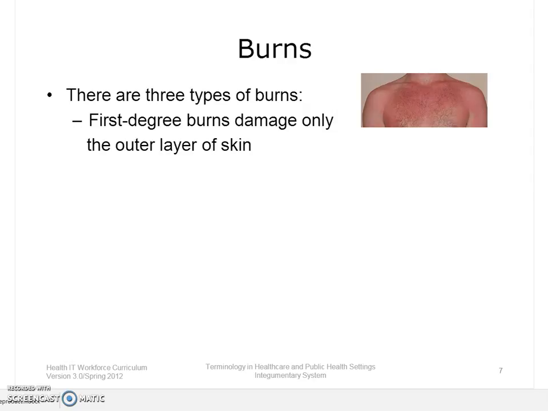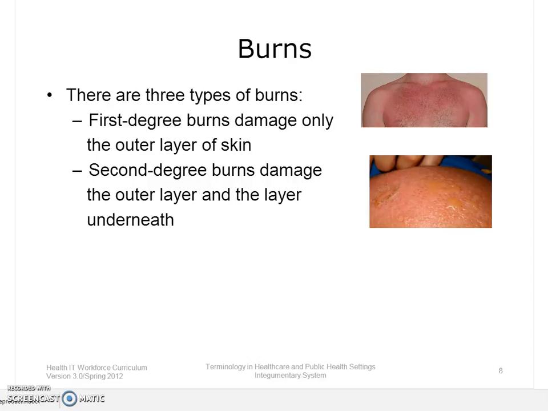First-degree burns damage only the outer layer of skin and are the most shallow or superficial. First-degree burns result in red, swollen, and painful skin. The burned area whitens when touched, but does not develop blisters.